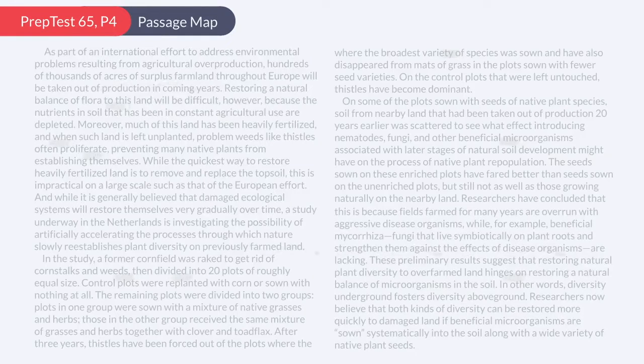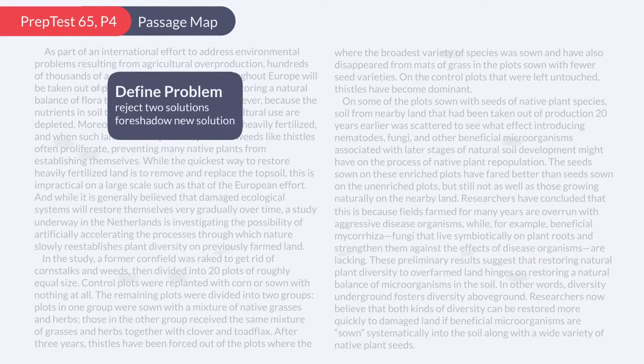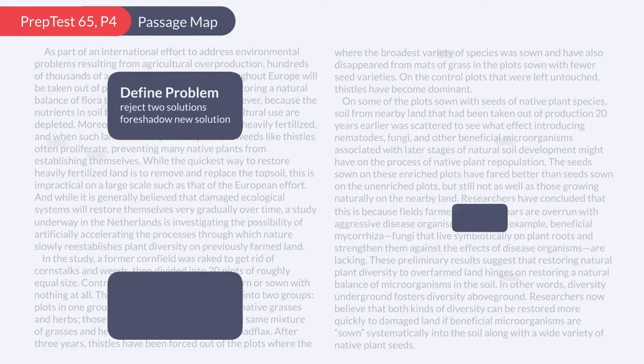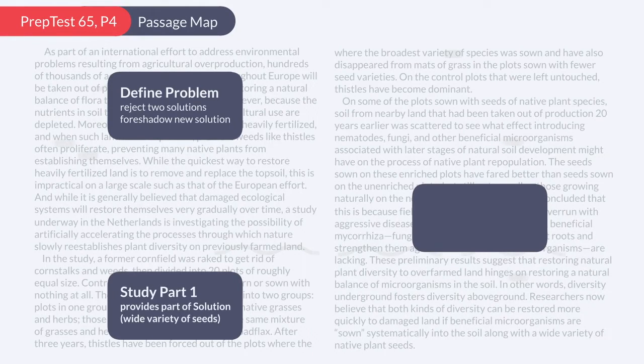So we'll think about our passage map. The first paragraph sort of gave us the problem, rejected a couple solutions, and then teased the idea that there's a study trying to figure out a new solution. And then the other two paragraphs were just the first part of the study, the first takeaway, the second part of the study, the second takeaway.